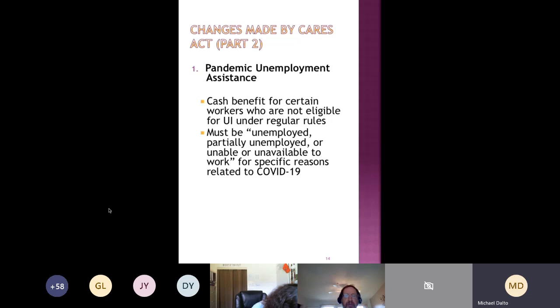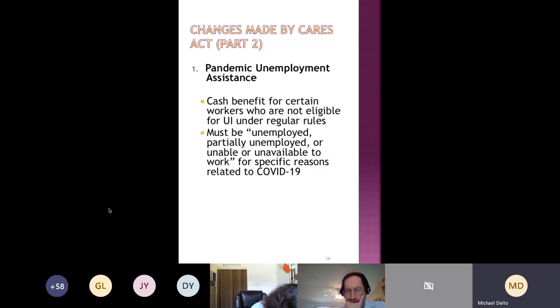So this is a cash benefit for certain workers who don't qualify for UI in the regular way. Now, pandemic unemployment assistance is technically not unemployment insurance. It's not an insurance program. Rather, these are payments administered by the states to certain unemployed or partially unemployed people that are solely funded by the federal government.